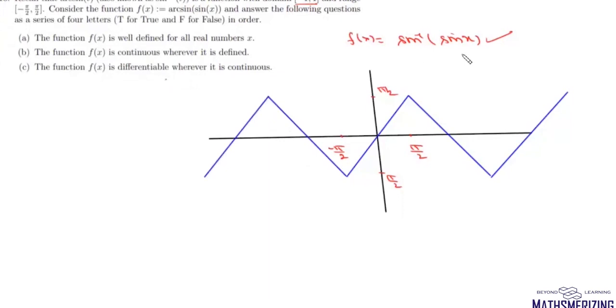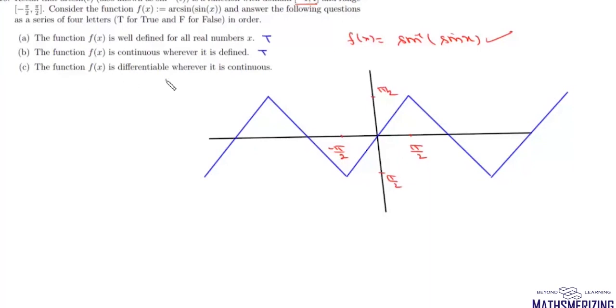So that is the graph of sin inverse of sin x. Now the first question is, the function f(x) is well defined for all real numbers x. The domain of this function is simply x belongs to R. So that means this function is well defined for all real numbers x, which is true. Now the second is, the function f(x) is continuous wherever it is defined. So this function is continuous for all x belongs to R. So this is also true.